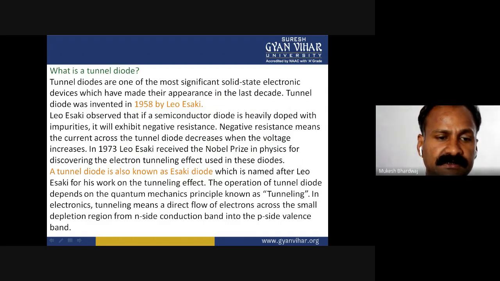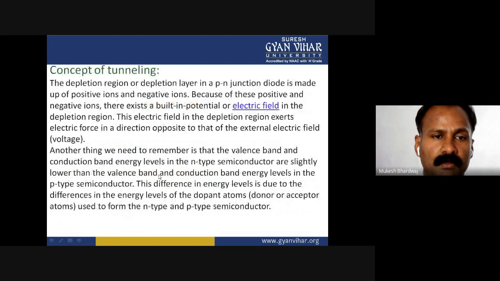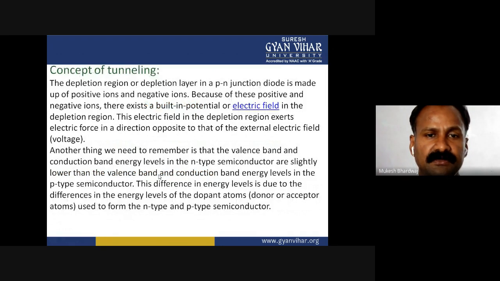In electronics, tunneling means a direct flow of electrons across the small depletion region from the n-side conduction band into the p-side valence band. Concept of tunneling. The depletion region or depletion layer in a p-n junction diode is made up of positive ions and negative ions. Because of these positive and negative ions, there exists a built-in potential or electric field in the depletion region. This electric field exerts an electric force in a direction opposite to that of the external electric field.